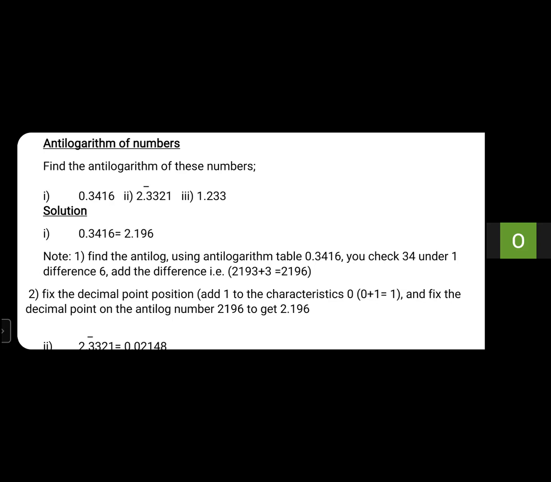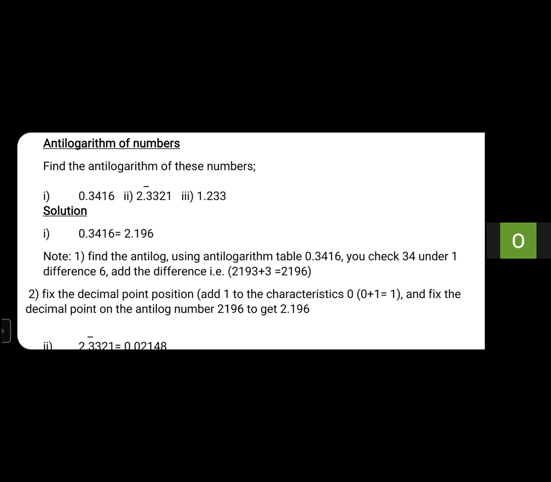Now we have to find the anti-logarithm. The first one, which is 0.3416. We said the answer is 2.196. Explaining how we came about 2.196. We said note, the first thing to do is you find the anti-logarithm using the anti-logarithm table. Find the anti-logarithm of the numbers after the decimal point.